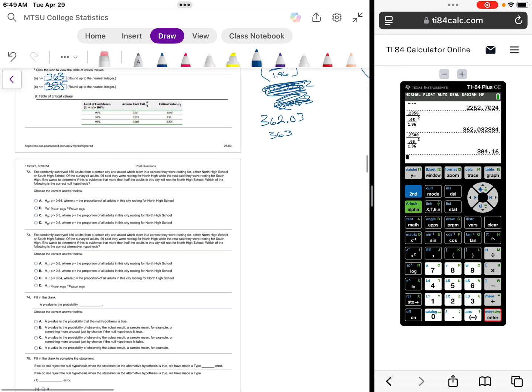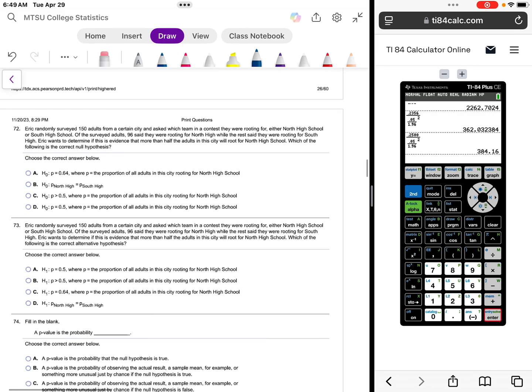All right, 72. Eric randomly surveyed 150 adults from a certain city and asked which team in the contest they were rooting for, either North High School or South High School. Of the surveyed adults, 96 said they were rooting for North High School, while the rest said they were rooting for South. Eric wants to determine if this is evidence that more than half of the adults, and that's going to help me craft my hypothesis statement, will root for North High School. Which of the following is the correct null hypothesis?